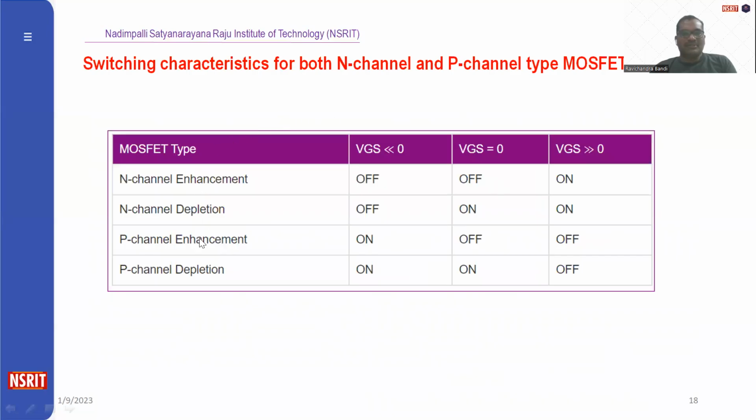So these are the different types of MOSFETs. For an N-channel MOSFET, VGS less than 0, it is off. VGS equal to 0, it is off. VGS greater than 0, it is on.